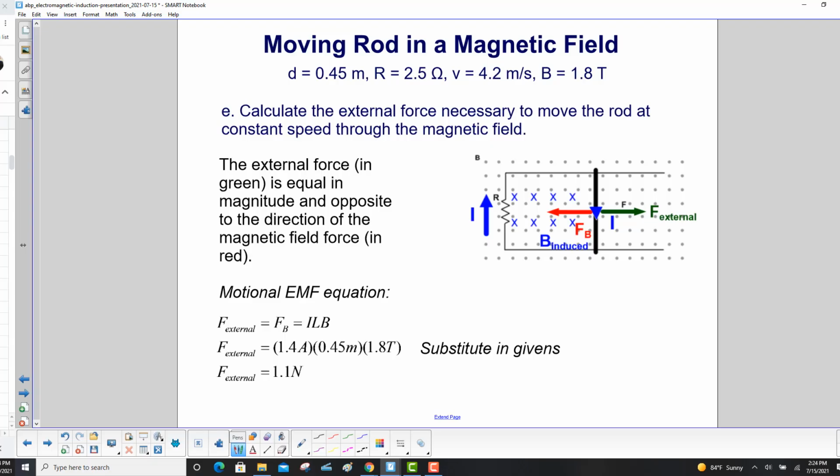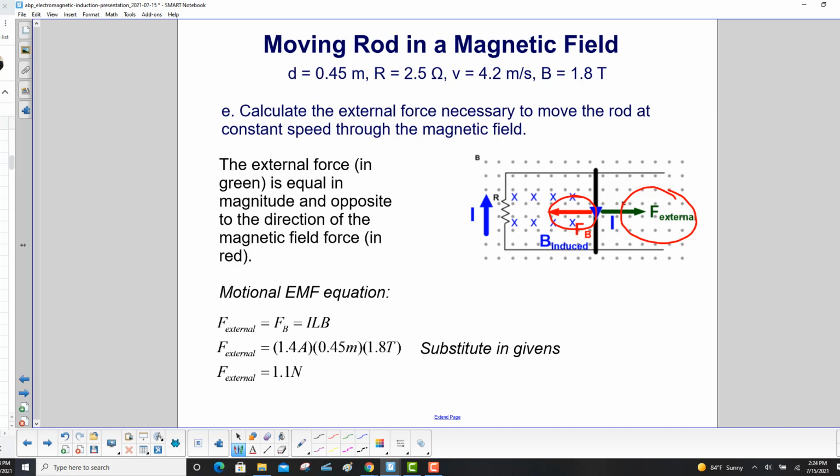Calculate the external force necessary to move the rod at constant speed through the magnetic field. We alluded to that when we set the question up. Okay, we need to find this external force. And you're generating a force in this direction due to the change in flux, due to the current going through that circuit. And that's in the left direction, pointing to the left.